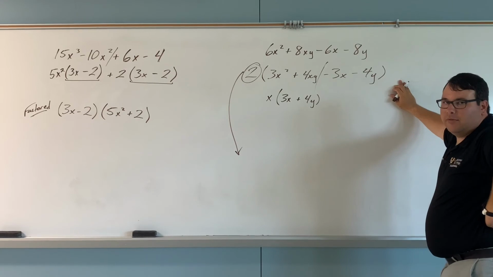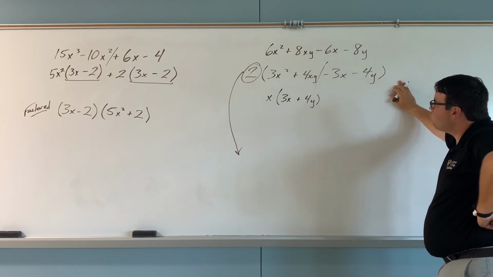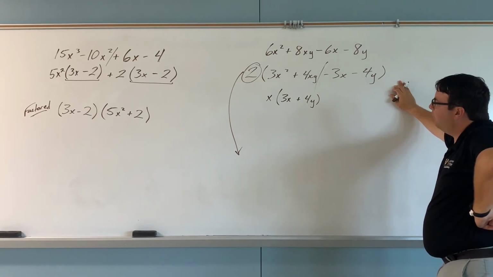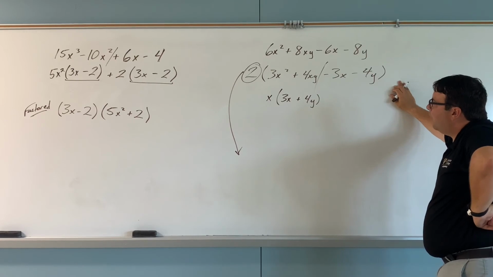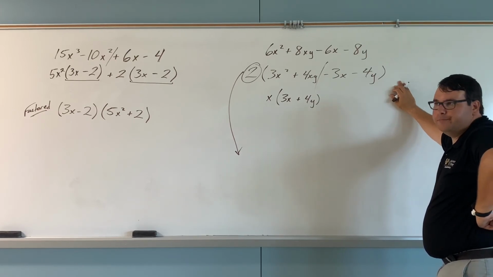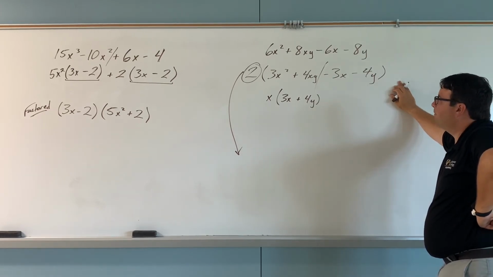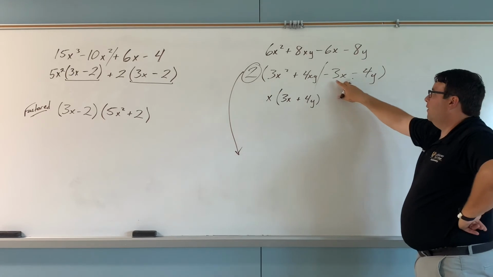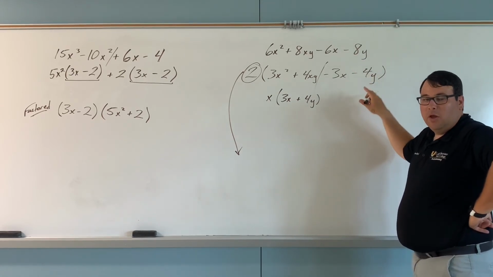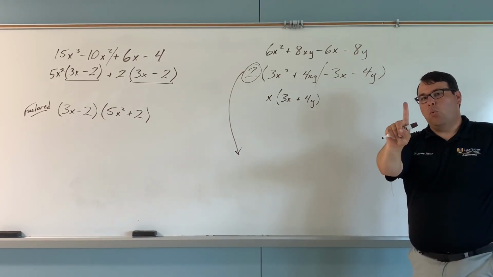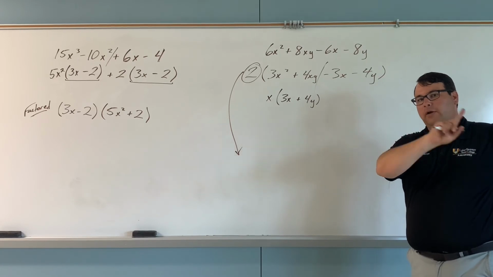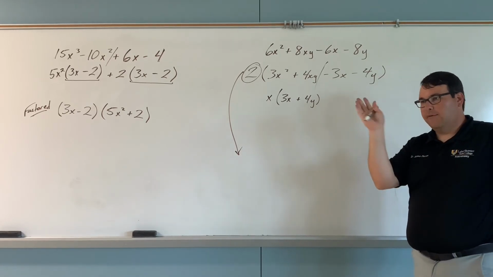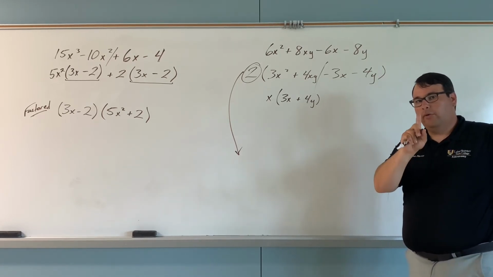4 and 3 aren't divisible by each other. Nothing goes into both of them. There's no common variable. So what can I pull out? If you ever run into a situation like this where you don't know what you can pull out because there's nothing common between them, you can always pull 1. 1 is common between any number, any variable, whatever. You can always pull 1.